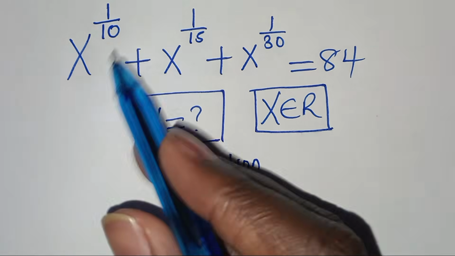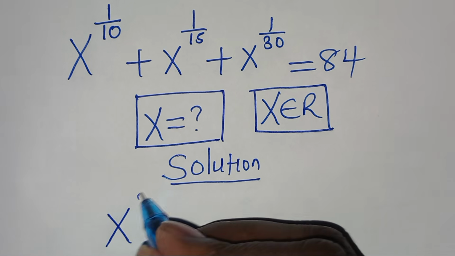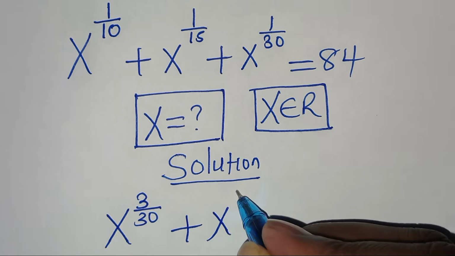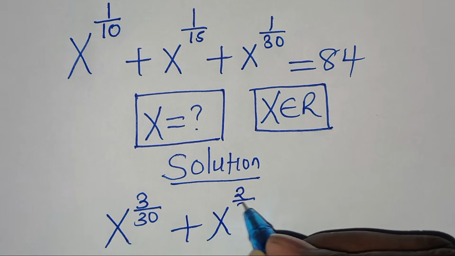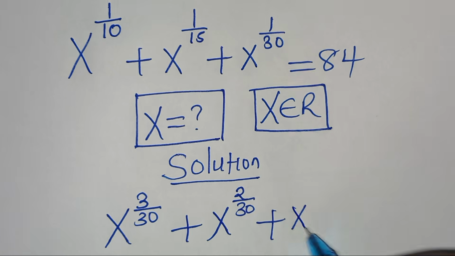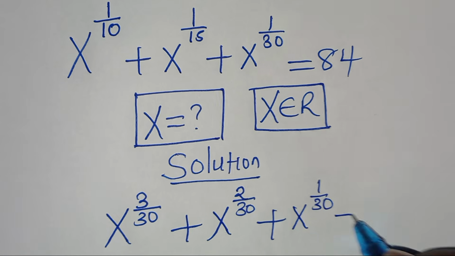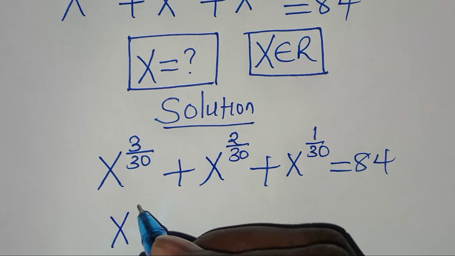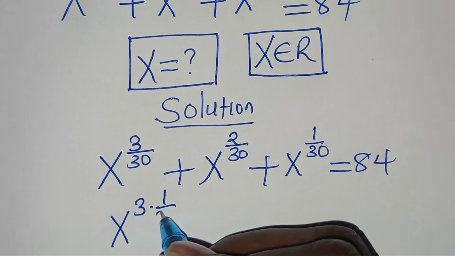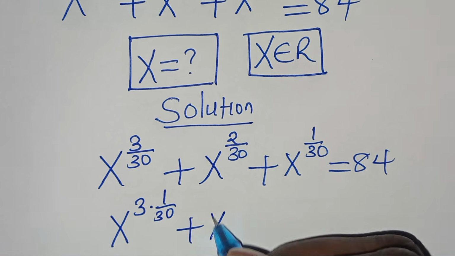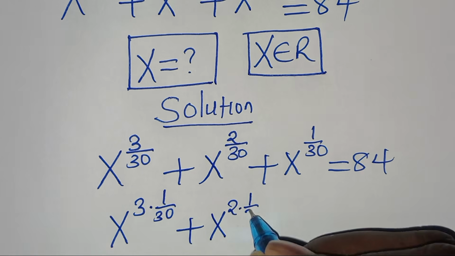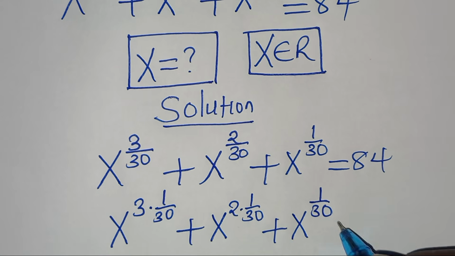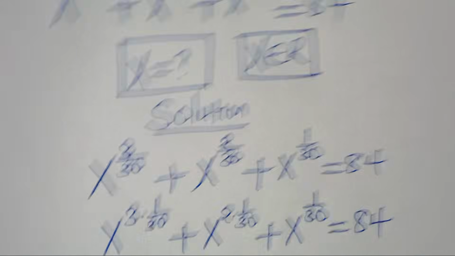We can express x to the power of 1 over 10 as x to the power of 3 over 30, plus x to the power of 1 over 15, which is the same thing as x to the power of 2 over 30, plus x to the power of 1 over 30. This is equal to 84. So this is the same thing as x to the power of 3 times 1 over 30, then plus x to the power of 2 times 1 over 30, then plus x to the power of 1 over 30. This is equal to 84.